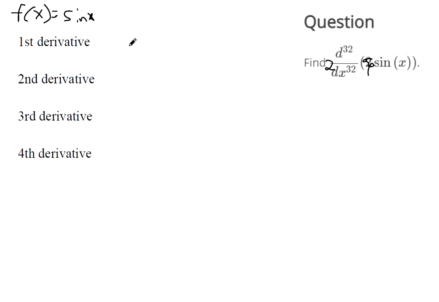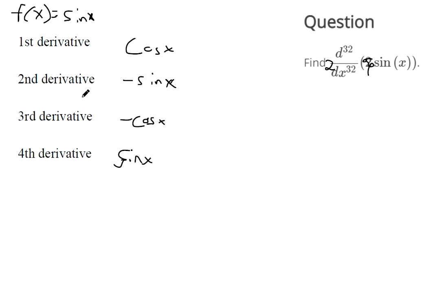So the first derivative, the derivative of sine is cosine. The derivative of cosine is negative sine. And then the derivative of negative sine is negative cosine. And the derivative of negative cosine would be back to sine of x. And then we just repeat ourselves. The fifth derivative is cosine, sixth derivative is negative sine of x.